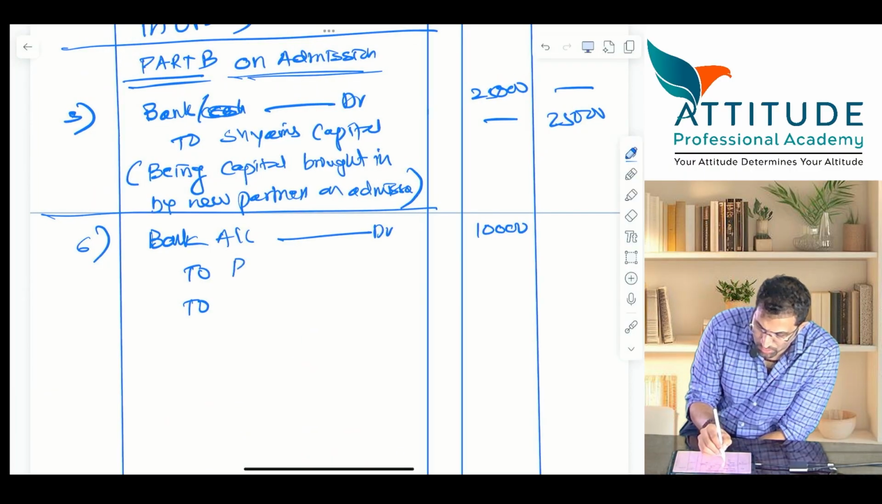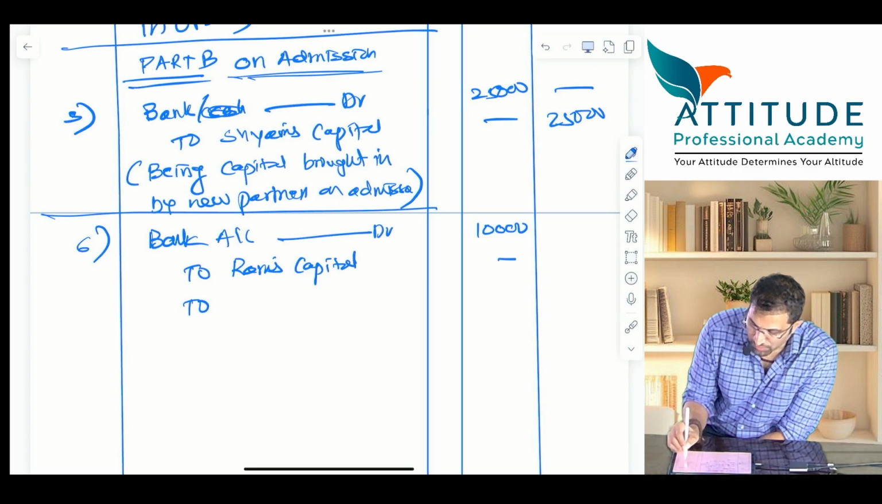Okay, pass the entry. 1:1. 10,000 to Ram's capital, 5,000 to Mohan's capital. What? Sham is a new partner.